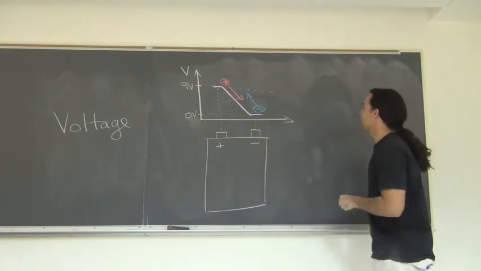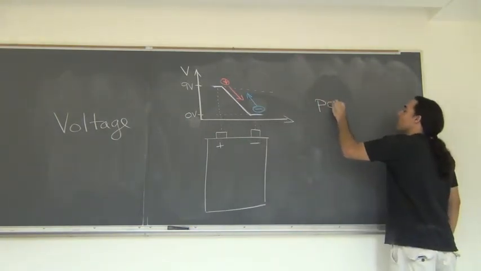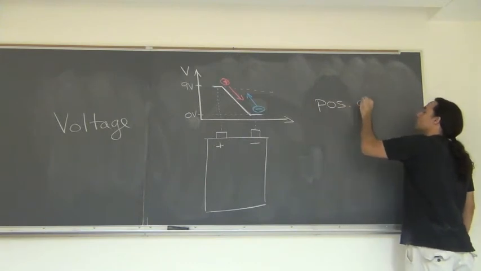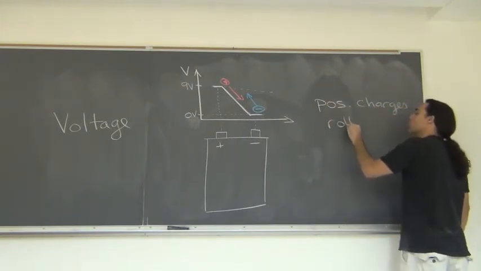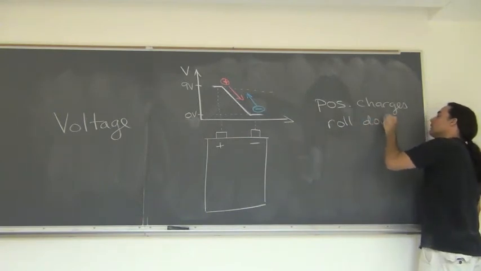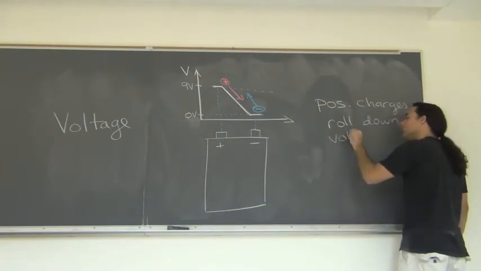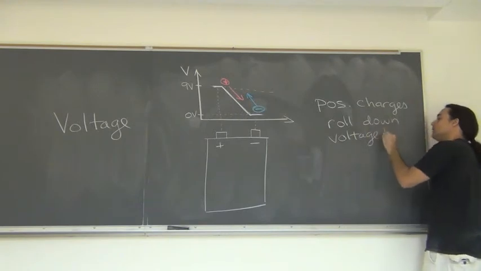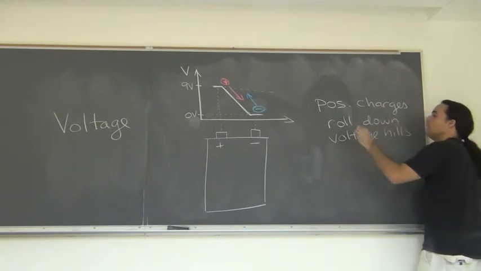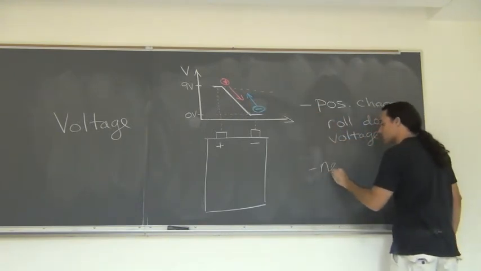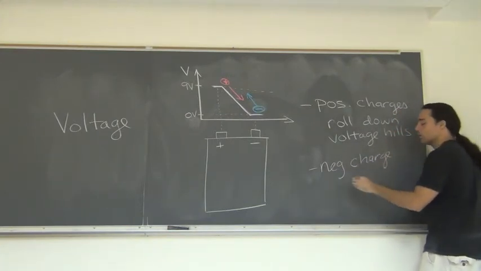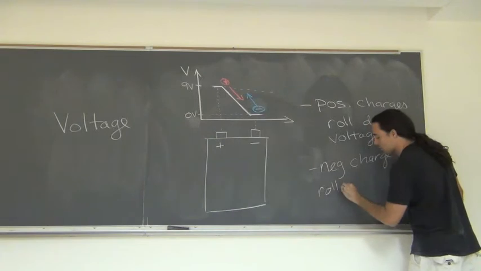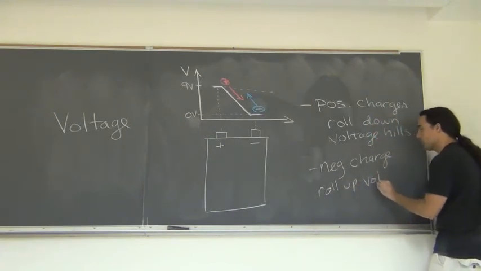So what we can say is that positive charges roll down voltage hills. Negative charges go up in voltage, or roll up voltage hills.